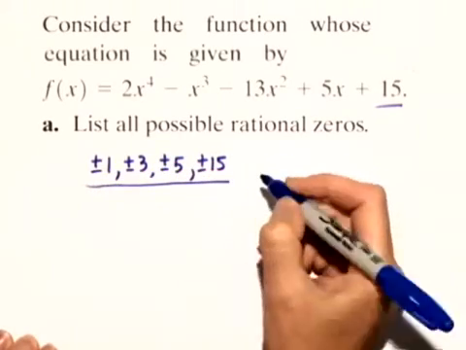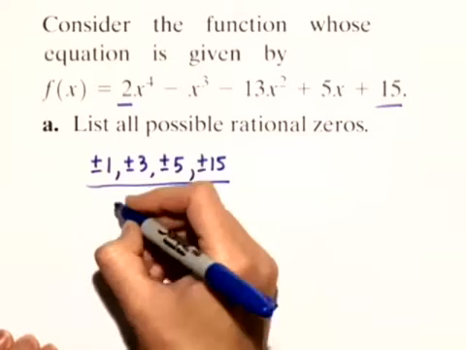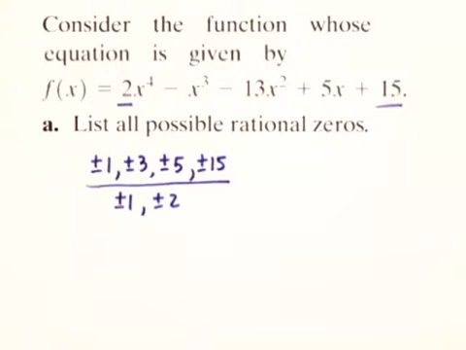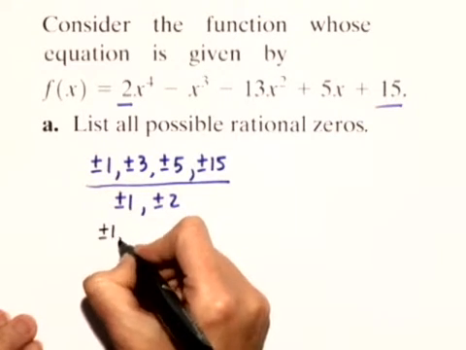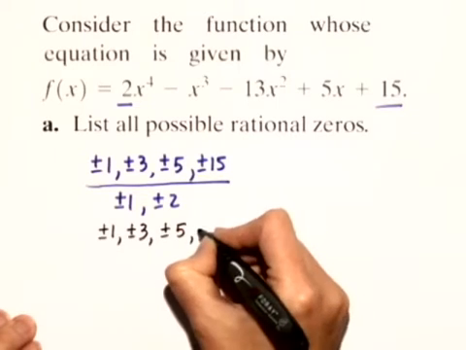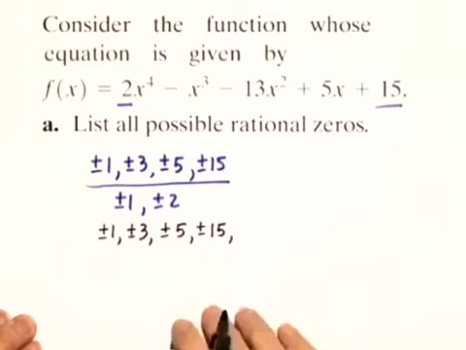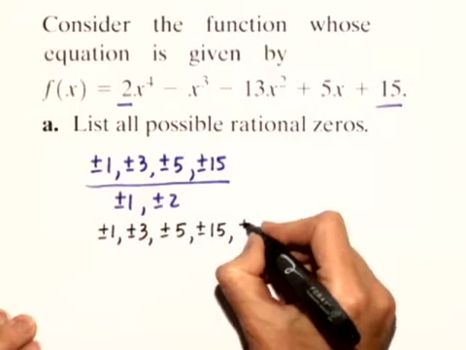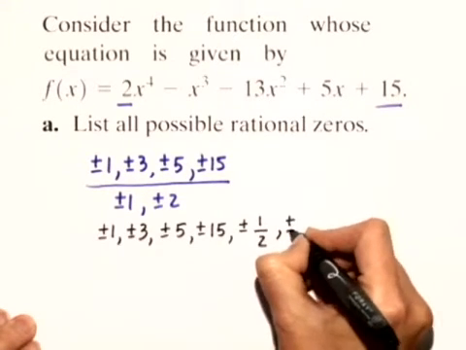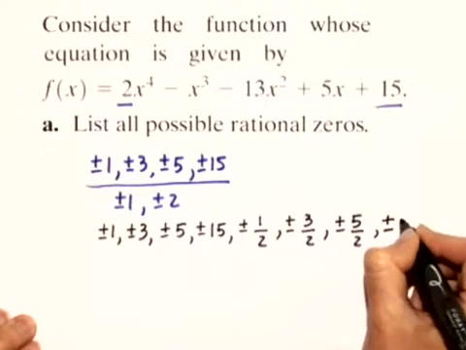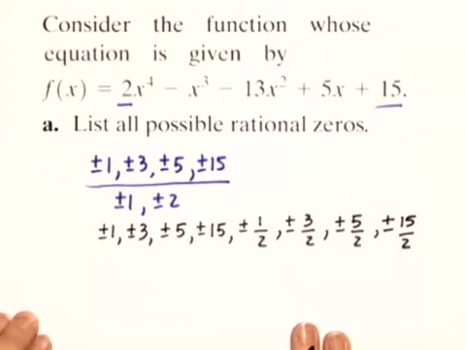In the denominator, we want all of the factors of our leading coefficient 2. So we just have plus or minus 1, plus or minus 2. So let's list what these are. We're going to have plus or minus 1 divided by 1, plus or minus 3 divided by 1, plus or minus 5 divided by 1, and plus or minus 15 divided by 1. Then we'll take each of these factors in the numerator and also divide them by 2. So we'll have plus or minus 1 half, plus or minus 3 over 2, plus or minus 5 over 2, and plus or minus 15 over 2. So here is the complete list of our possible rational zeros.